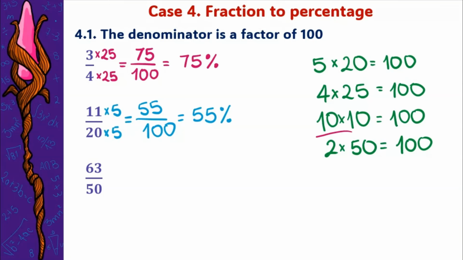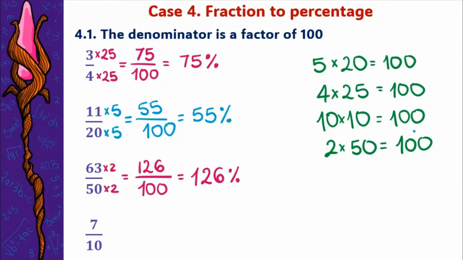For this one, we are going to use the last one. 2 times 50 is 100. That means we need to multiply by 2. That is going to give us 126 over 100. Notice this one is an improper fraction, so it's normal that it is going to give us a percentage that is bigger than 100. 126%.